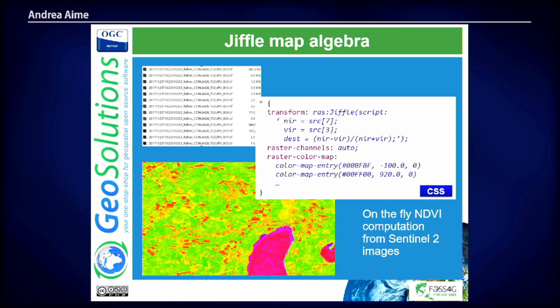Another rendering transformation that we have is called Jiffle. It's a raster algebra, and so you can take something like Sentinel-2, which has 13 bands, and apply some math and come up with interesting indicators or indexes, such as the NDVI, a normalized difference vegetation index. And then use a color map to control the colors.